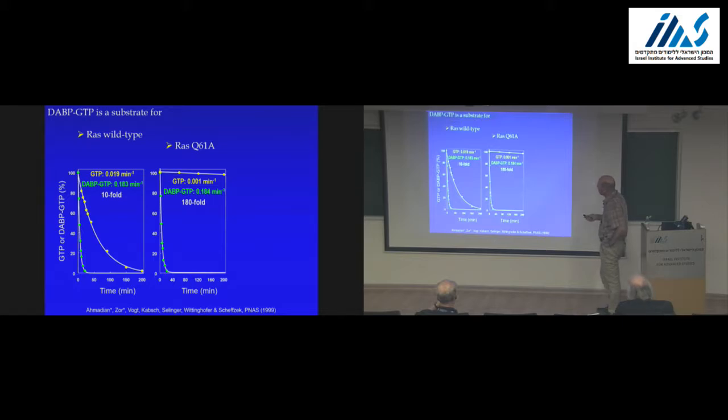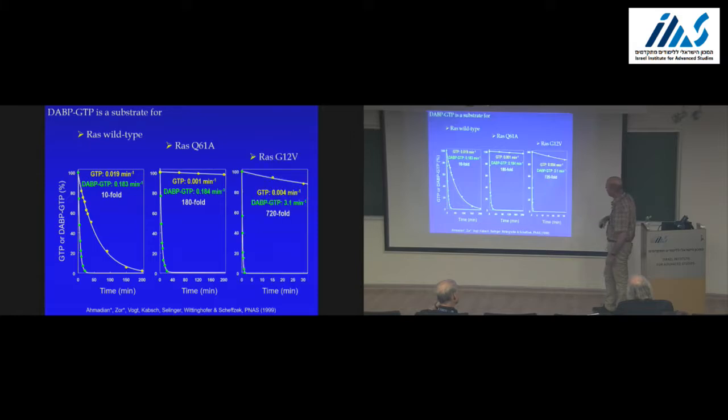And then the biggest surprise was when we looked at the G12V mutation, the most commonly found oncogenic mutation of RAS. And over there, of course, GTP is hydrolyzed very, very slowly. DAP-GTP, not only was it still hydrolyzed, it was even hydrolyzed much faster, about an order of magnitude faster than in the wild-type protein. Somehow the conformation of the active site allowed the substrate-assisted catalysis to be perfect, to be optimal.